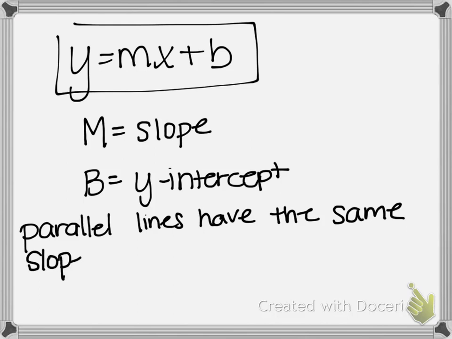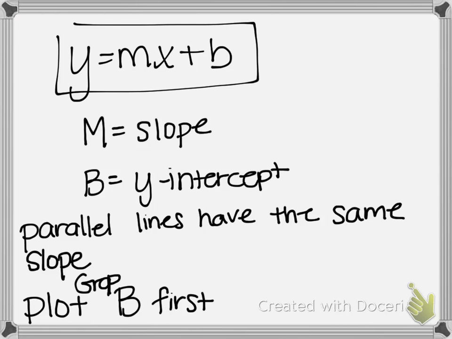Okay, whenever you graph a line using y equals mx plus b form, you plot b first, always, or your y-intercept. So graphing, you plot b first, and then use slope to find the next point. Okay, all right, so that's how you would take y equals mx plus b form or slope-intercept form and use it to graph a line.